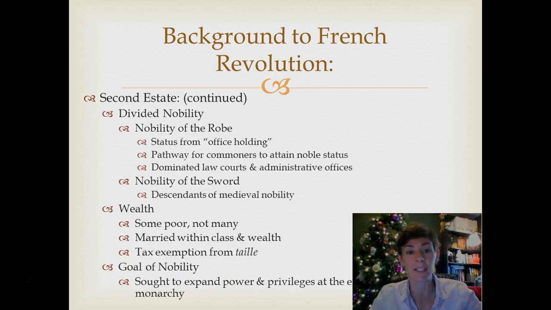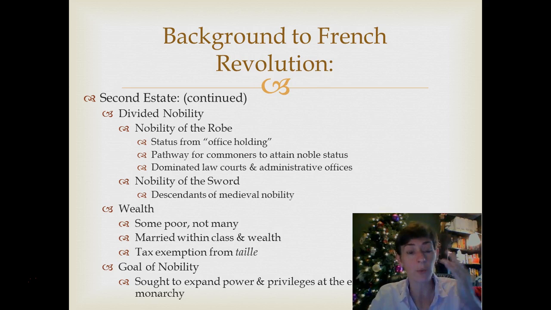All right, so second estate continued. So now let's break down that divided nobility a little bit more succinctly, right? So nobility of the robe, they derived their status from office holding. It was a pathway for commoners to attain noble status. So nobility of the robe, they effectively paid for their titles or were granted their titles through patronage. They dominated the law courts and the administrative offices. The nobility of the sword were the descendants of medieval nobility, so what we would consider the traditional aristocracy.